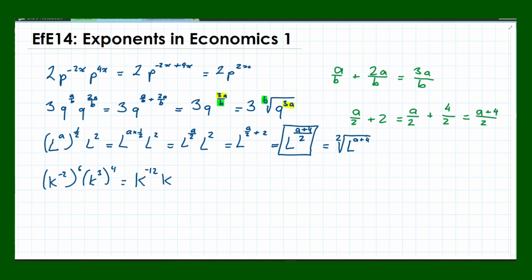Then I have the next power of k, which is again in a bracket, where I'm raising a power to a power, so again I have to multiply the exponents together. 3 times 4 makes 12.